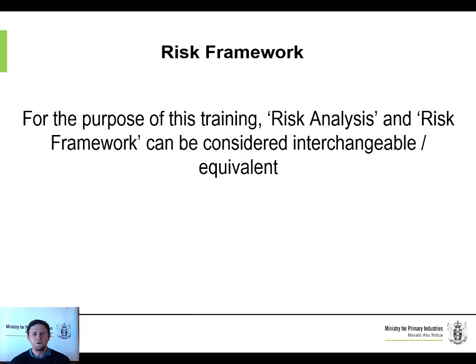Now, when we come to talk about our risk framework, for the purpose of this training module, risk analysis and our risk framework can be considered interchangeable or equivalent. There are some subtle differences, but generally when we talk about our risk framework, we capture all those activities, the processes, the programs that take place when looking at risk analysis itself.